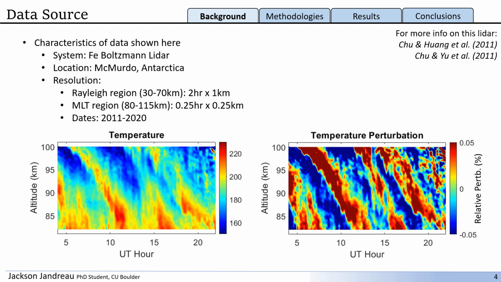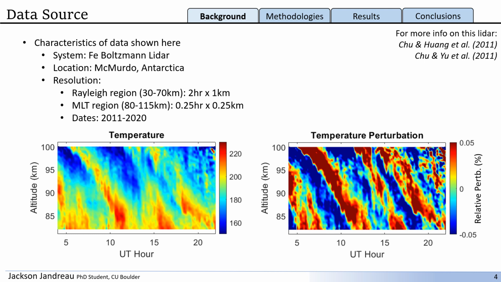The data shown in this presentation is taken from the Iron Boltzmann LiDAR stationed at Arrival Heights near McMurdo Station in Antarctica. The lower region of this data is derived from Rayleigh scattering and is taken at a resolution of 2 hours and 1 kilometer, while the higher region is derived from iron resonance fluorescence at a resolution of 15 minutes and 0.25 kilometers. Here's an example from the MLT region showing both the temperature and the temperature perturbations derived from the data.